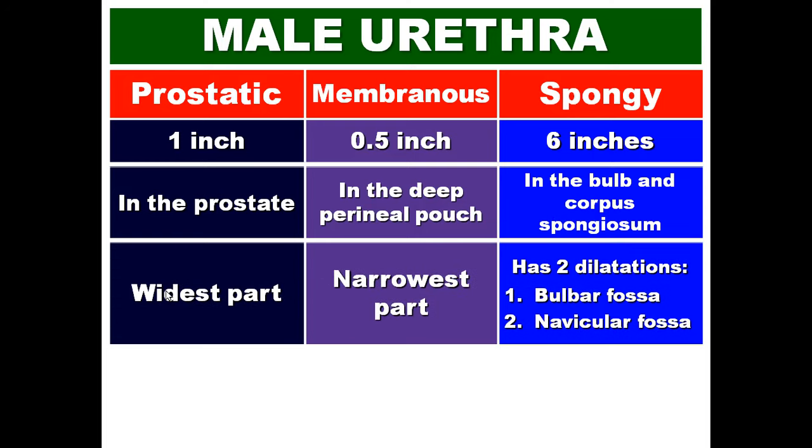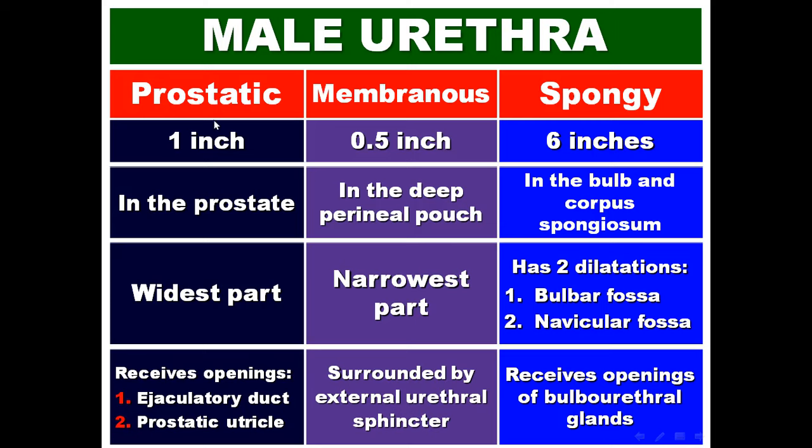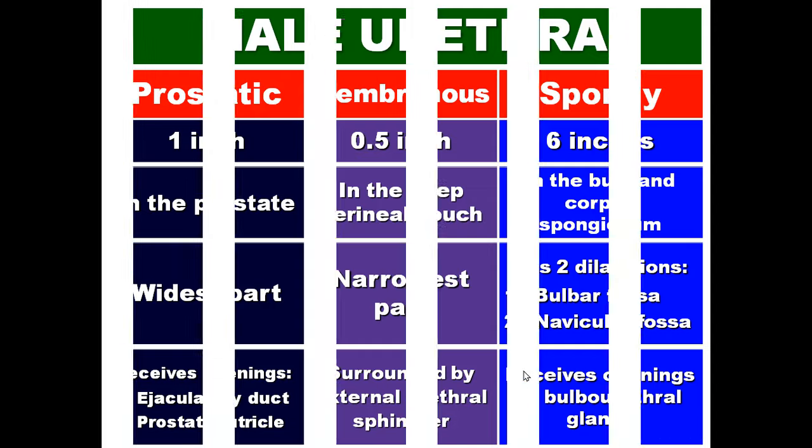The prostatic part is the widest part. The membranous part is the narrowest part. The spongy part has two dilatations, the bulbar fossa in the bulb and the navicular fossa in the glans. The prostatic part receives the openings of the ejaculatory ducts and the prostatic utricle. The membranous part is surrounded by the external urethral sphincter, and the spongy part receives the openings of the bulbourethral glands.